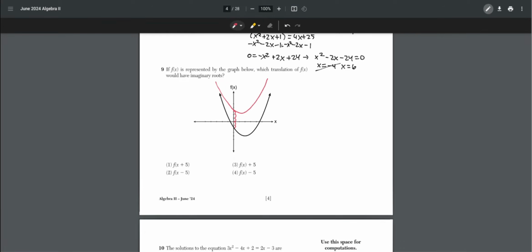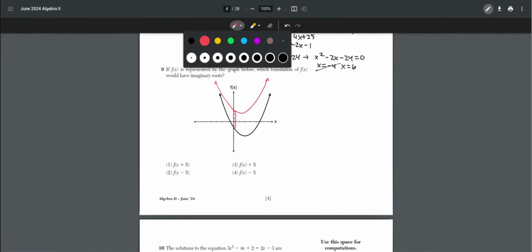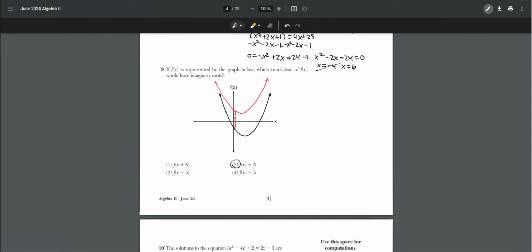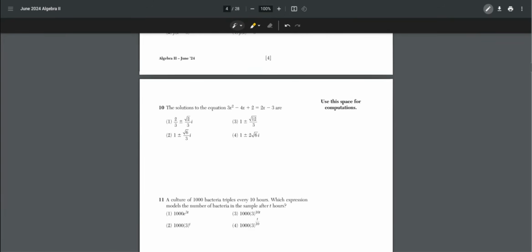As you can see, choice 3 would do this, as moving it up 5 units would make sure this graph doesn't cross the x-axis, which means there are no real roots.